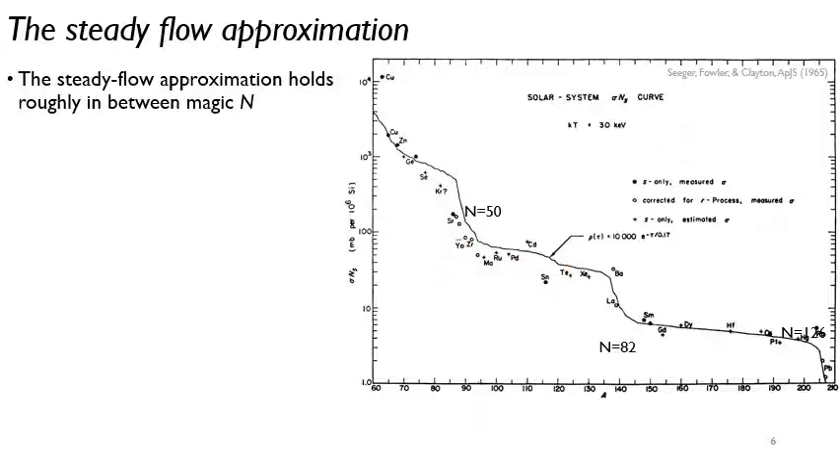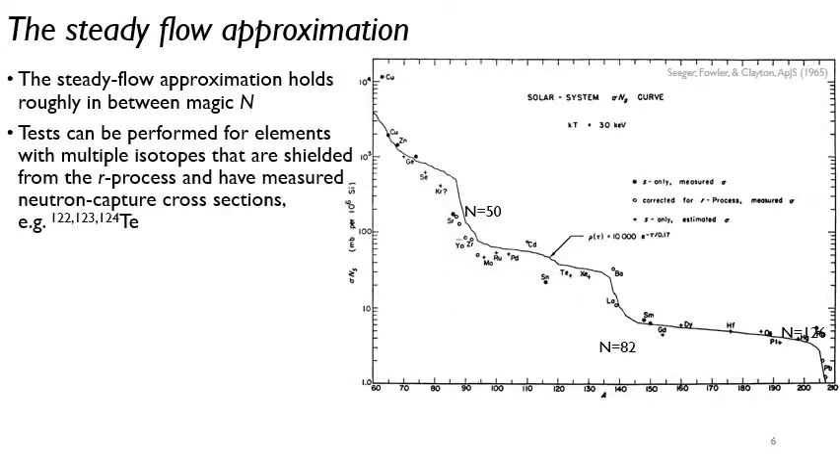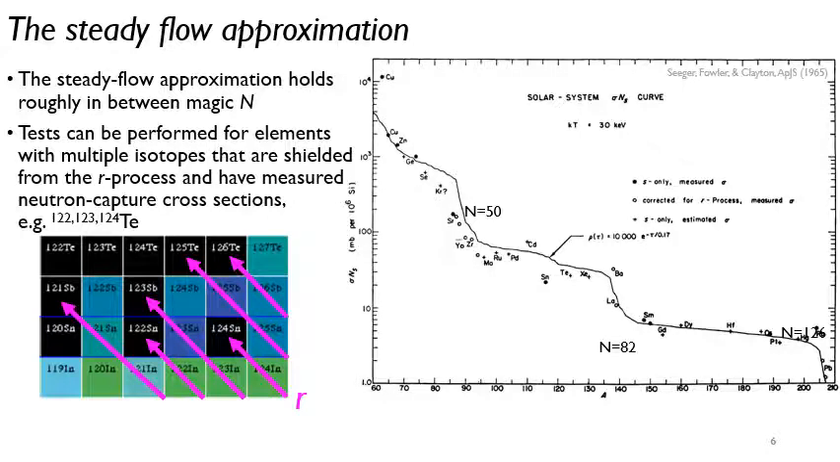So how do we determine the deviation from the steady flow approximation? We can basically cross-check our S-process abundances that we predict with some cases where you can only produce an isotope from the S-process.